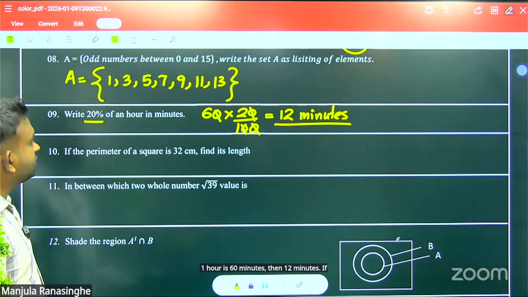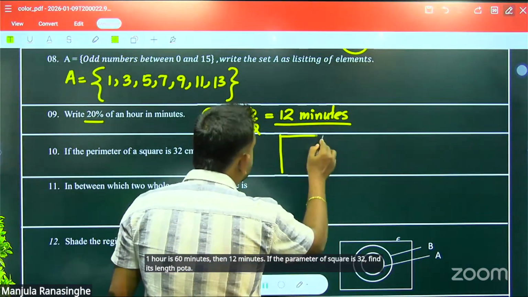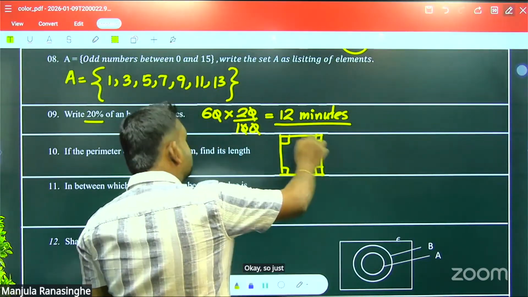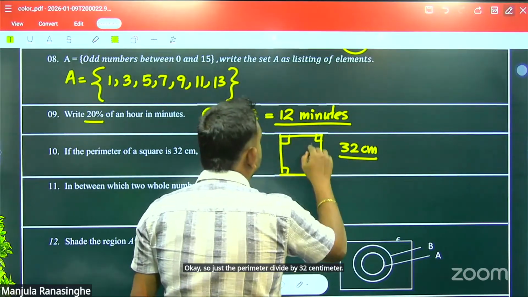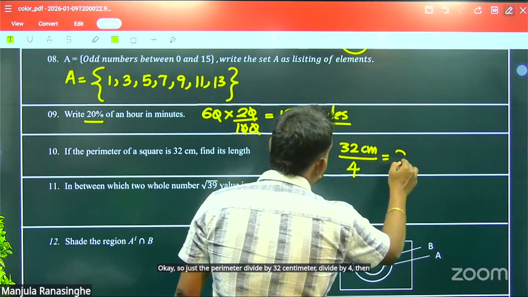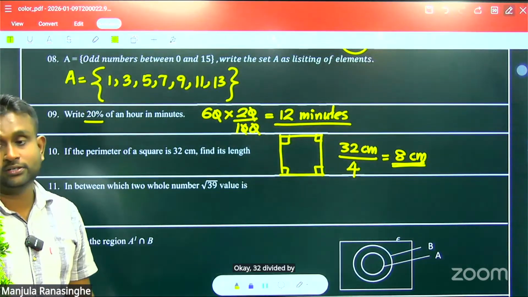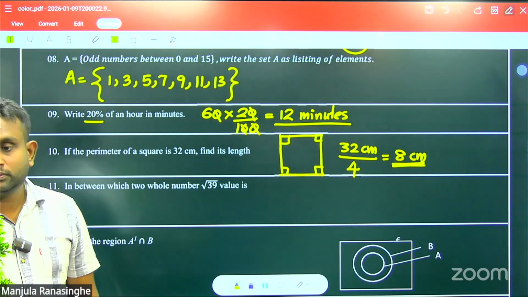If the perimeter of a square is 32, find its length. Square means four sides equal. So just the perimeter, 32 centimeters, divided by 4, then one side length comes as 8 centimeters. 32 divided by 4 is 8.